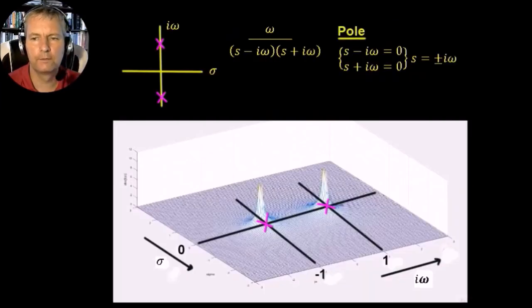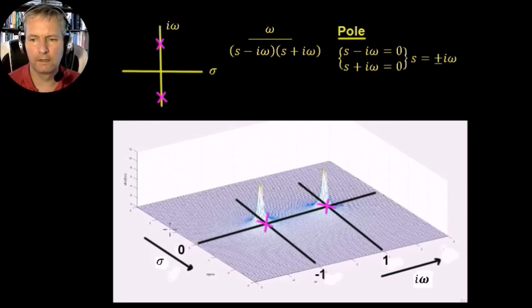So we've seen from the previous slide that the function was omega upon s minus i omega times s plus i omega. So we can say that we're going to have a pole whenever s minus i omega equals 0 and s plus i omega equals 0. So we're going to have a pole when s equals plus or minus i omega. So it's very similar to the cosine example. The only difference here now is that we no longer have a 0 because there's no s term in the top line. So we simply have two poles separated by plus and minus i omega. So these are the two poles on the sigma and i omega plane.